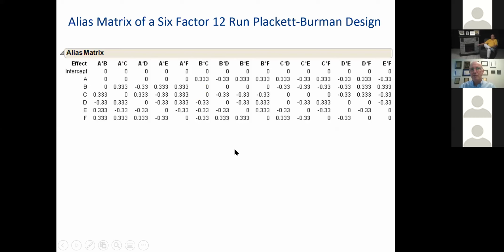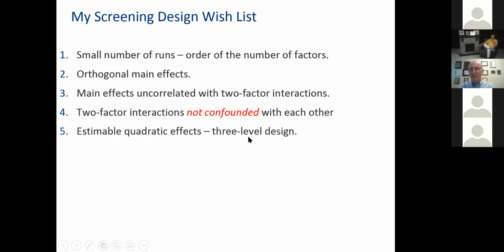Here's the alias matrix of a 12-run Plackett-Burman design for 6 factors. And you can see that there are aliasings of 1/3 or -1/3 throughout this matrix. What that's saying is the estimate of the main effect of A is equal to the true effect of A plus 1/3 of the interaction between B and C, minus 1/3 of the interaction between B and D, plus 1/3 of the interaction between B and E. You can see why we want not very many two-factor interactions to be important. But what we also would like is to make these numbers a lot smaller, or preferably even be 0.